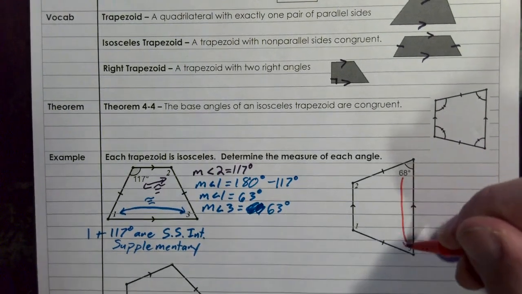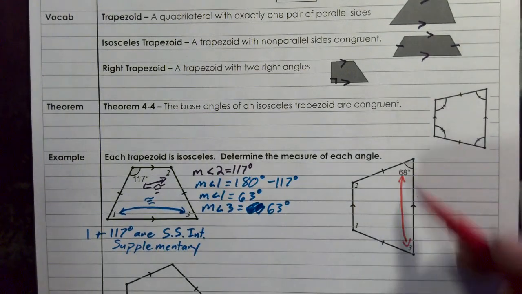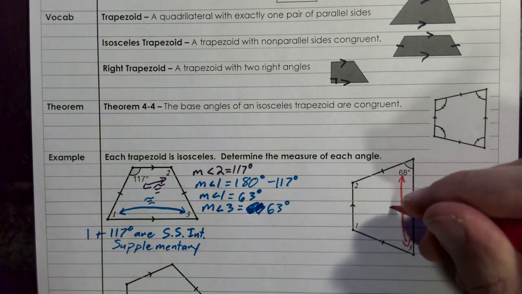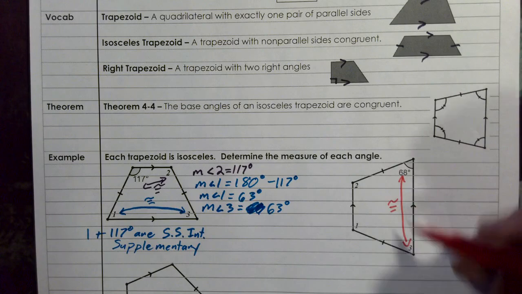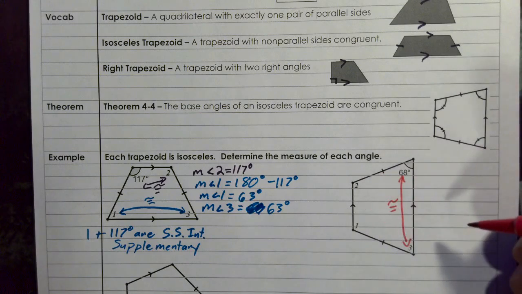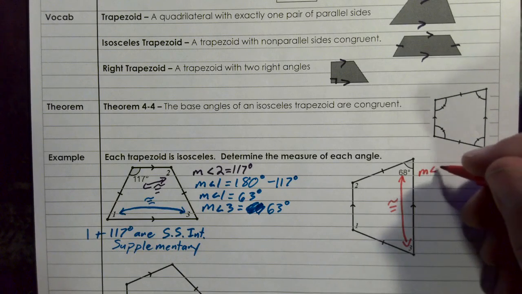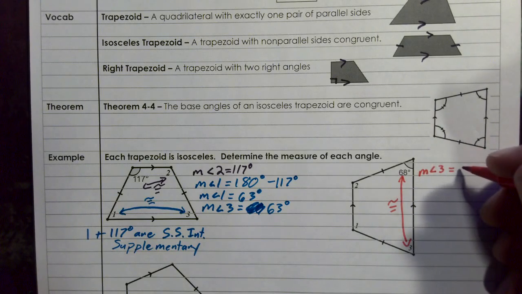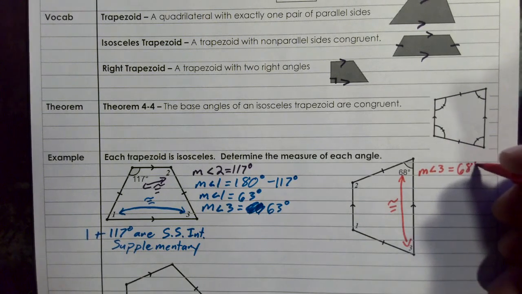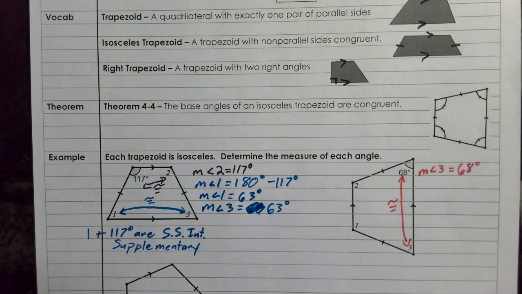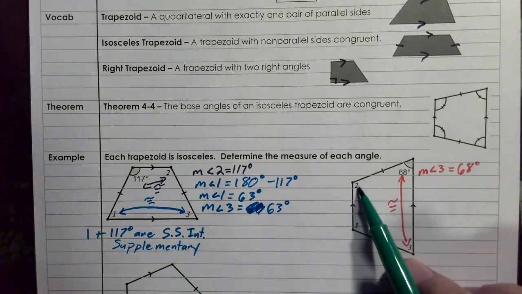All right, so in this one, we can do that same sort of thing. These two angles are base angles, and they are across from each other, so they've got to be congruent. They're base angles on this isosceles trapezoid. So we know that the measure of angle 3 has got to be congruent to that 68. So the measure of angle 3 is also 68.